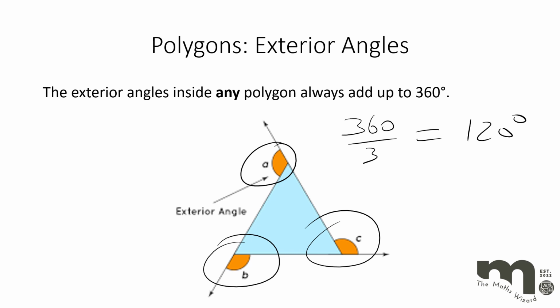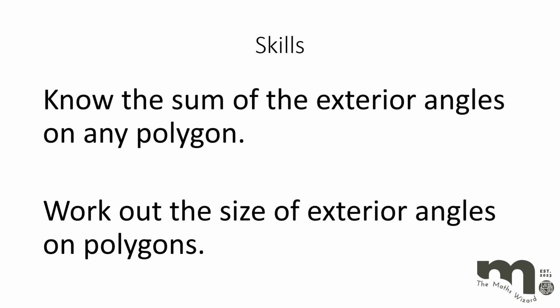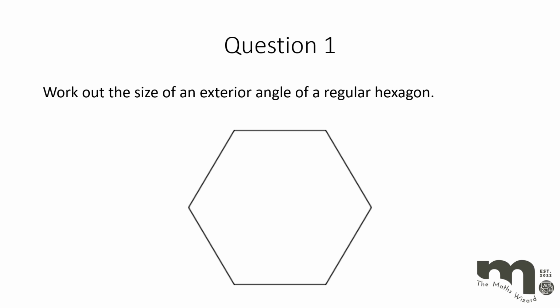Alright, so those are your key rules. First question: I want you to work out the size of an exterior angle on a regular hexagon. Remember, I'm using this word regular again. This means all of the sides and all of the angles are the same size. If it's classified as regular, they will all be the same size. So pause your video. Let's see if you can figure it out.